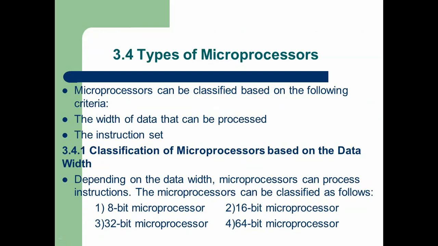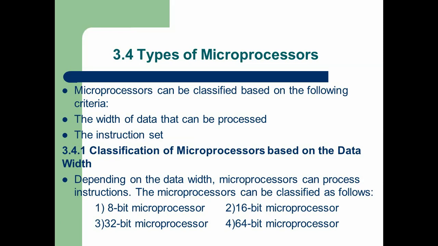Now we are going to discuss the next topic, types of microprocessor. Microprocessors can be classified based on the following criteria. Number one, width of the data that can be processed. Width here means the word size. Second, the instruction set. Depending upon the word size, we can process the data. That's why there is a condition that the RAM word size and the MDR word size should be the same. It depends upon the microprocessor.